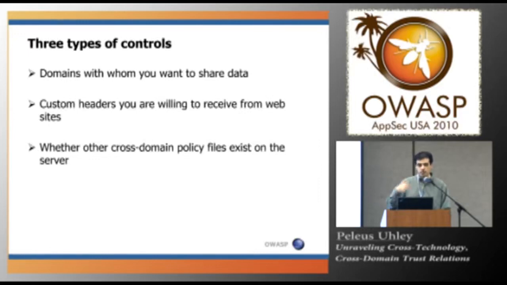So by default, Flash will go and check the root cross-domain policy file. If the root cross-domain policy file says, yes, I support cross-domain policy files in subdirectories, then the Flash content can go look for other cross-domain policies within the site. By default, we only check for the cross-domain policy which was within the root directory. So if you want to support multiple cross-domain policy files on your site, you have to manually override that.